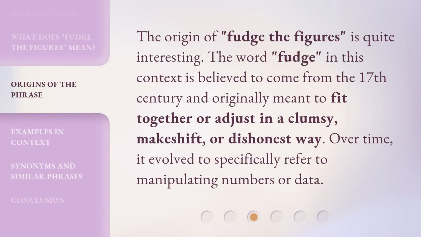The origin of fudge the figures is quite interesting. The word fudge, in this context, is believed to come from the 17th century and originally meant to fit together or adjust in a clumsy, makeshift, or dishonest way. Over time, it evolved to specifically refer to manipulating numbers or data.